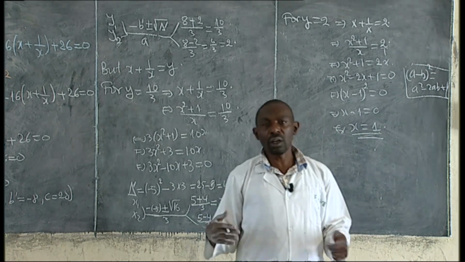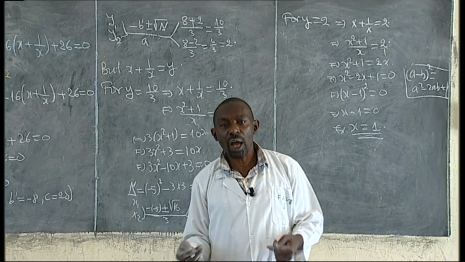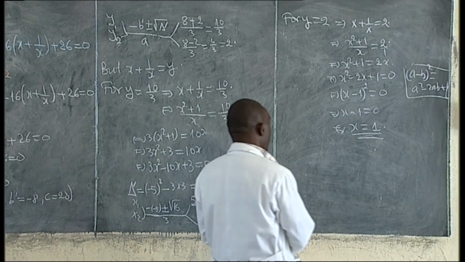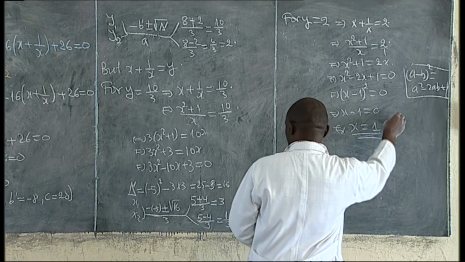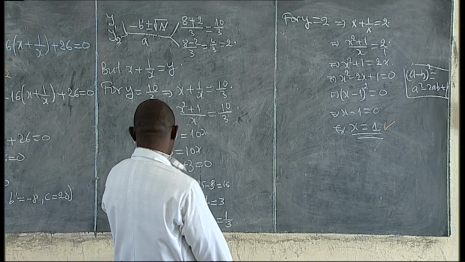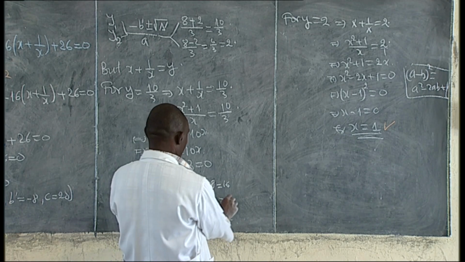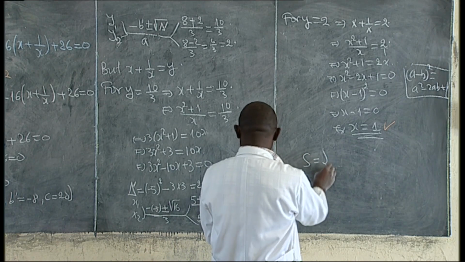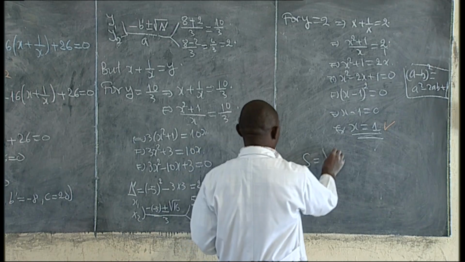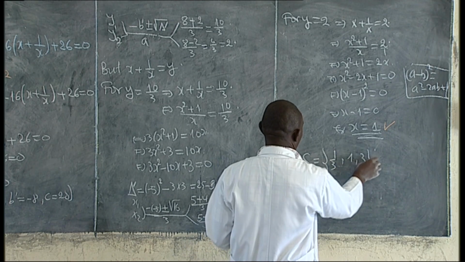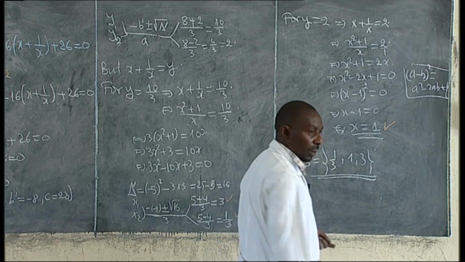As you are solving an equation, we have to give the set of solutions. The values of x are this one, this one also, and this. It means that the set of solutions is, let me start with the smallest one, 1/3, then 1, and then 3. I'm done.